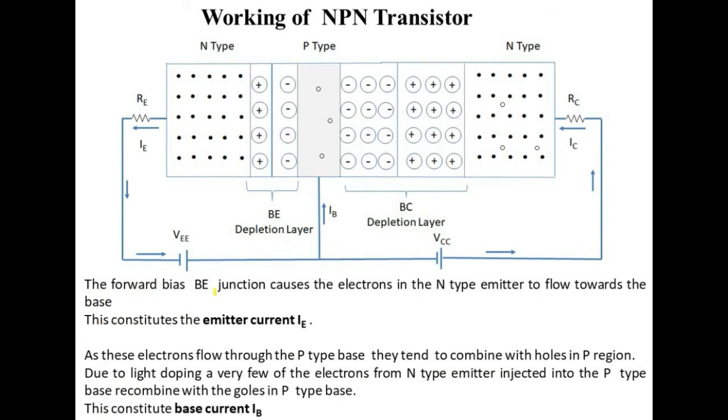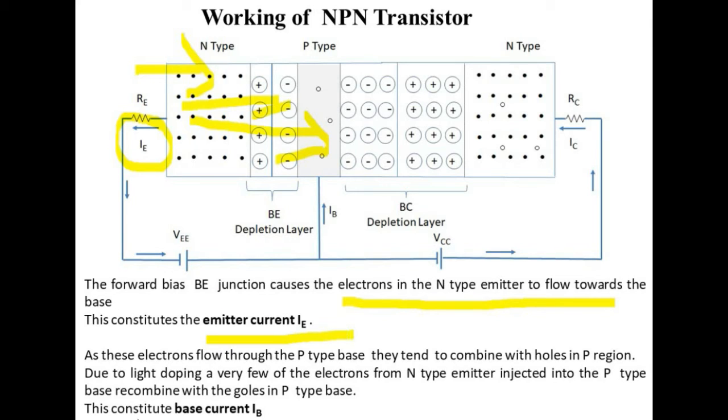The forward biased BE junction causes the electrons in the N-type emitter to flow towards the base in this direction, because the negative polarity will press the electrons to move towards the base. Because charge carriers are moving, definitely there will be a current. This constitutes the emitter current.